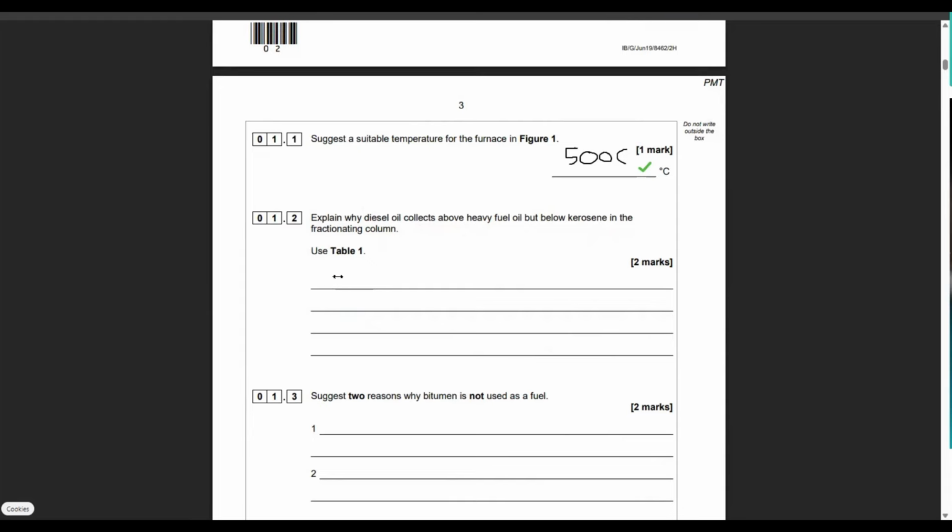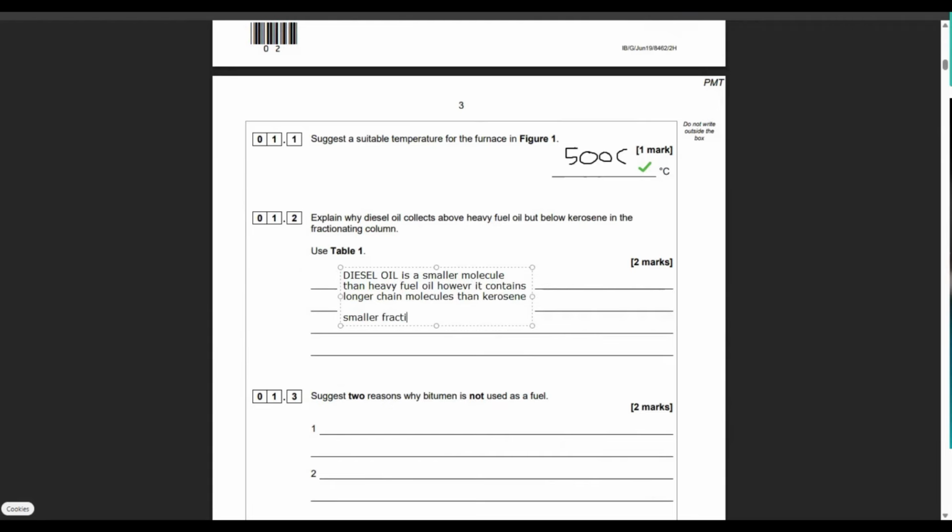liquid. Explain why diesel oil collects above heavy fuel oil but below kerosene in the fractionating column. So this has got a complicated explanation that they're not looking for, and then a simple explanation based on the evidence in Table 1. And they specifically put Table 1 in dark black, so they want you to look at Table 1 and use that.